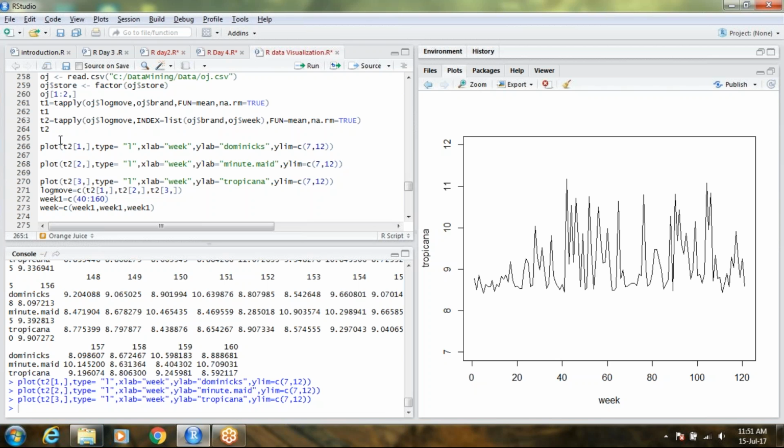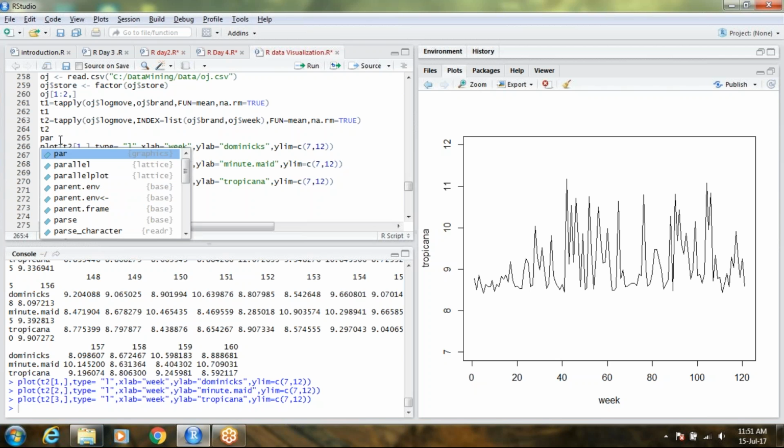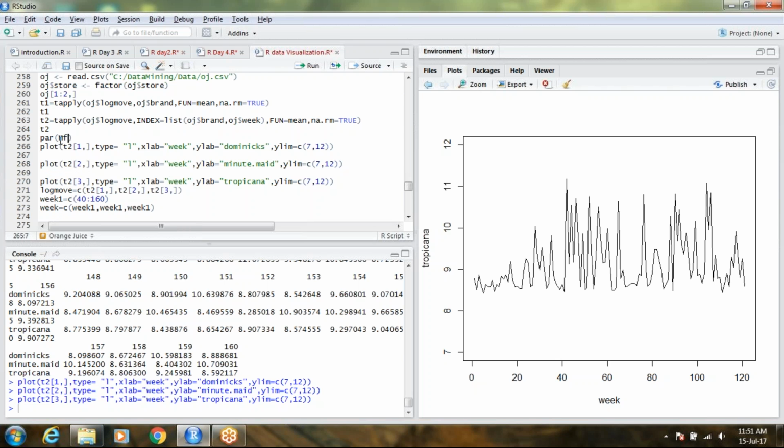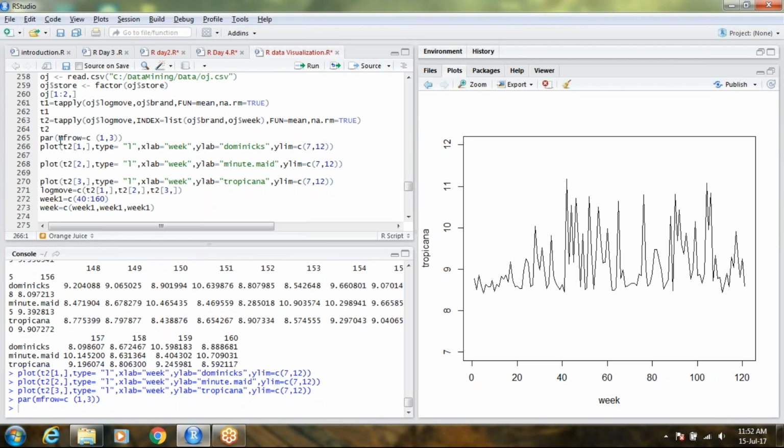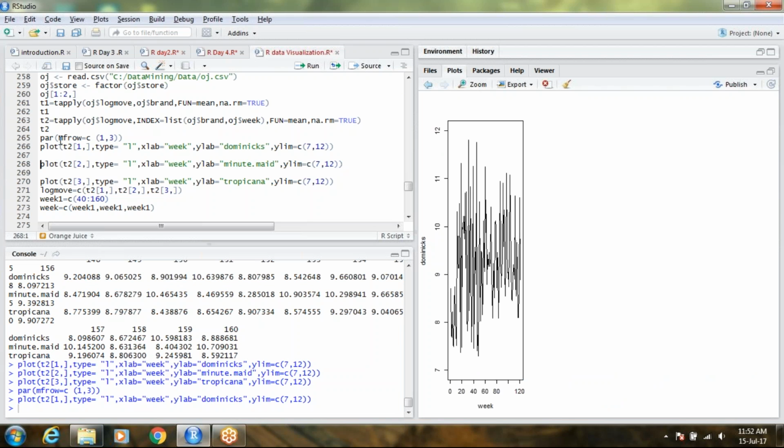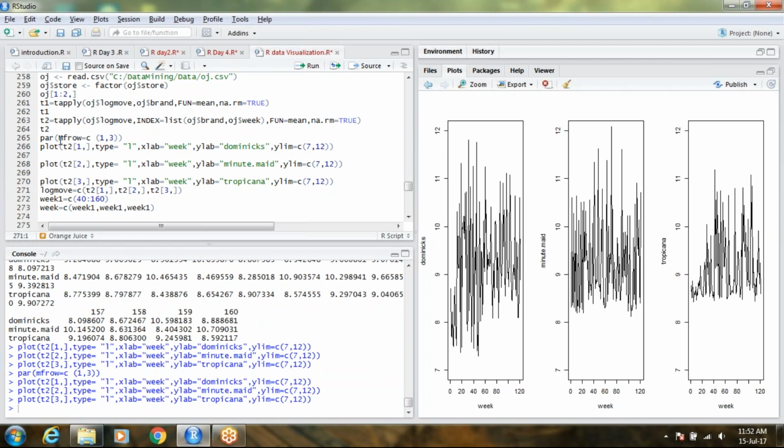Now, one more thing that I want to mention: if I want to make all three distributions in the same chart, then there is a command, par, mfrow equal to the combination of 1, 3. So it has come out like this.